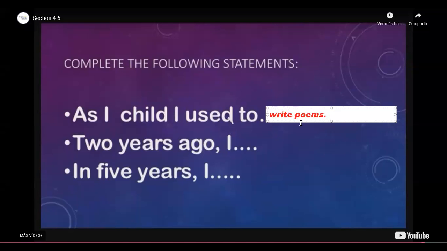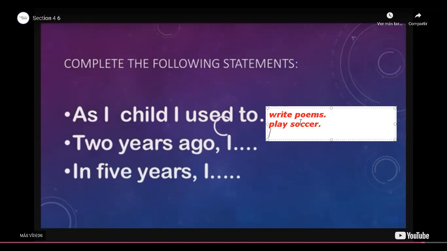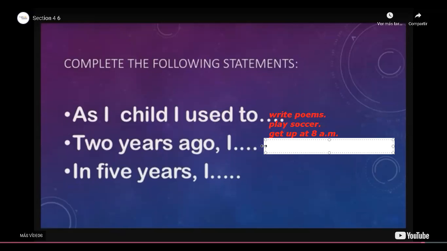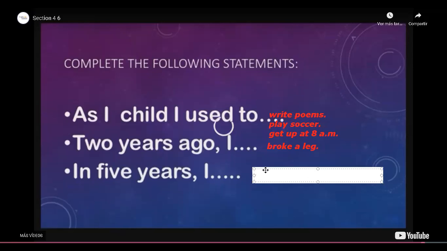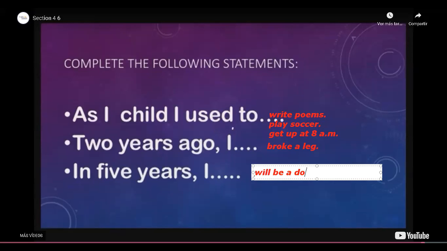I used to play soccer. You play soccer, okay. So what is something that you used to do as a child? Play soccer. What else? As a child, I used to write poems. As a child, I used to play soccer. As a child, I used to get up at maybe 8 a.m. 2 years ago, I broke a leg. In 5 years, I'll be a doctor, for example.